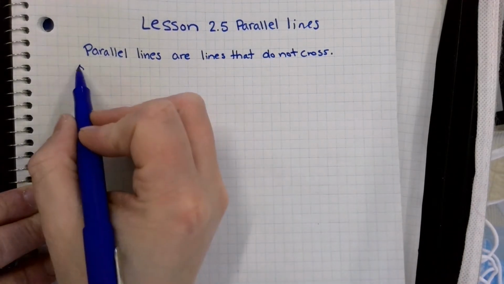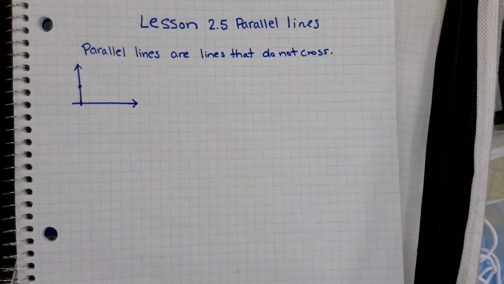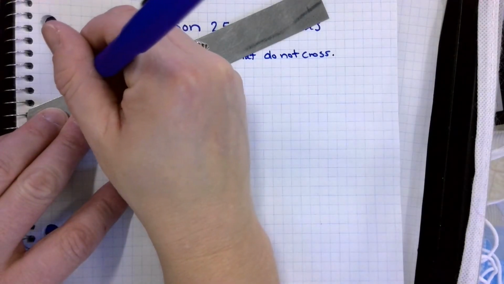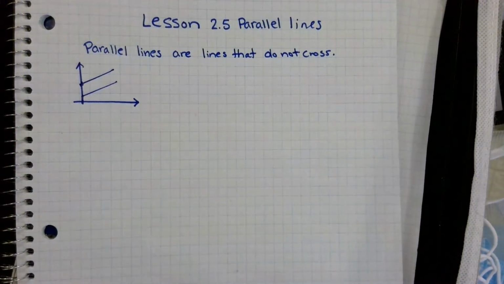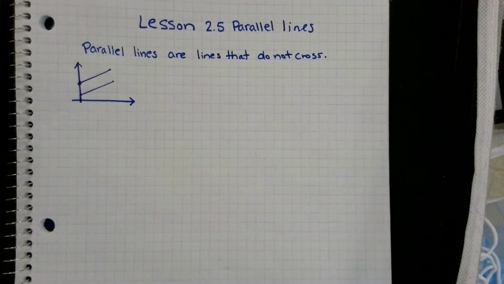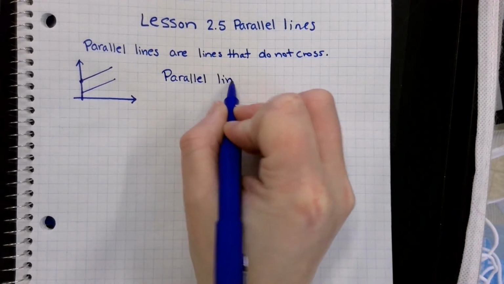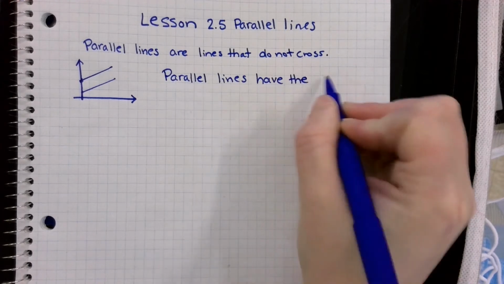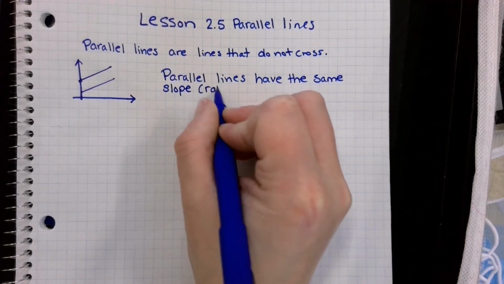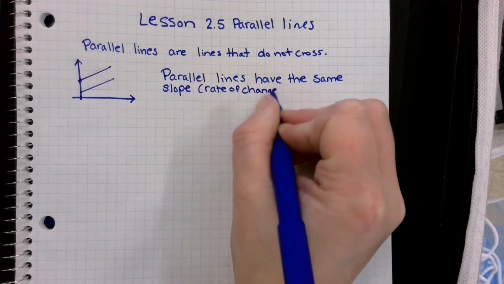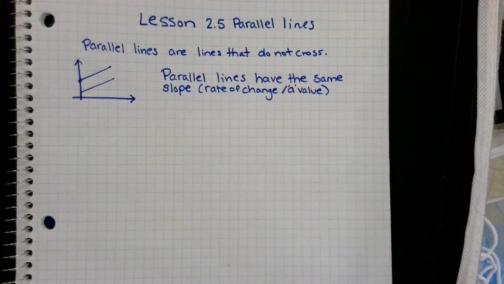Okay, so parallel lines are lines that do not cross. So for an example, you can do just a mini graph. It doesn't have to be perfect. For instance, those are two parallel lines. So let you copy that first, then we'll talk about it.